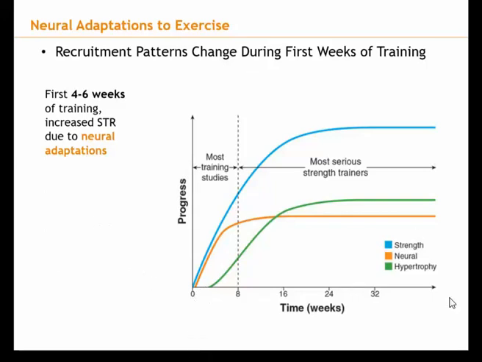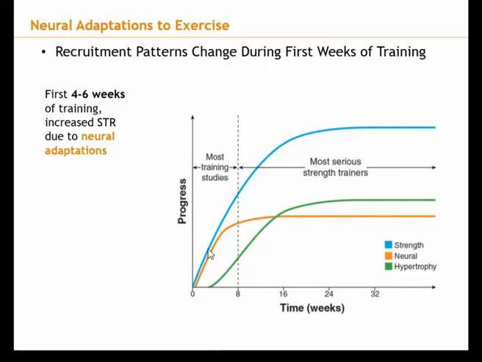This is our training time. How many weeks have we been resistance training? So here's 8 weeks, 16, 24, 32. All right, so from 0 to 8 weeks, so about 2 months of training, what happens? Let's follow the blue line. We are getting stronger. Our strength is improving. We're able to lift heavier. What's that due to? Look, the orange line is also increasing with the blue. The orange line is neural.